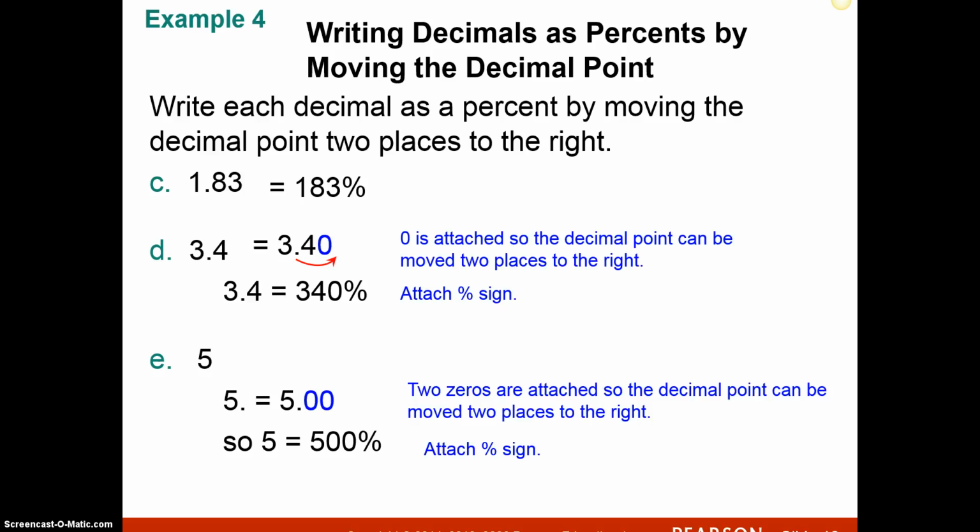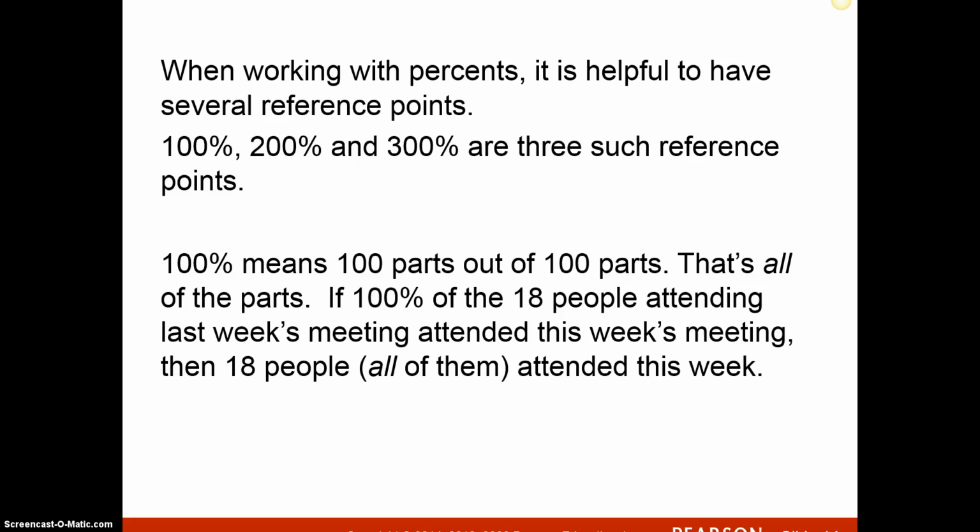All right, so hopefully you did well on those. If not, then just go back and reread through the notes and try some more practice problems from your book or from some of the worksheets that you'll get in class. All right, so now let's move on to something a little different here. When you're working with percents, you always want to have what we call reference points, and some reference points are some of the easy percent problems to find, like 100% or 200%.